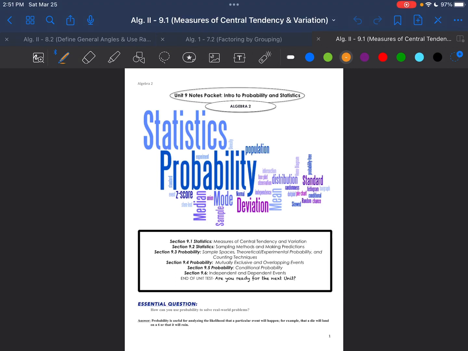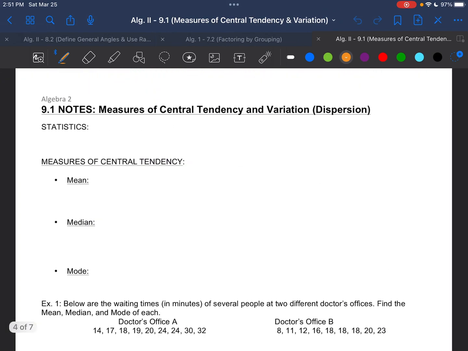Welcome everybody to Algebra 2, Section 9.1, Measures of Central Tendency and Variation. So Unit 9 is all about statistics and probability. And in Section 1, we're going to first define statistics. So there's going to be a lot of definitions here to start, in today's lessons in general, I should say.